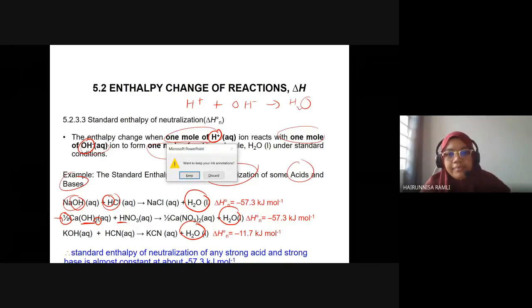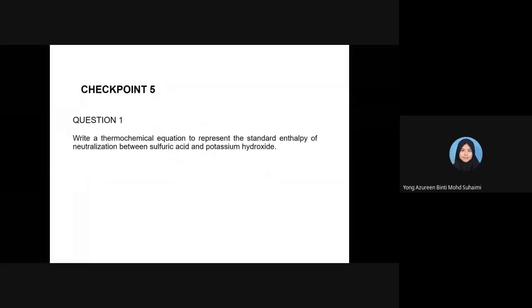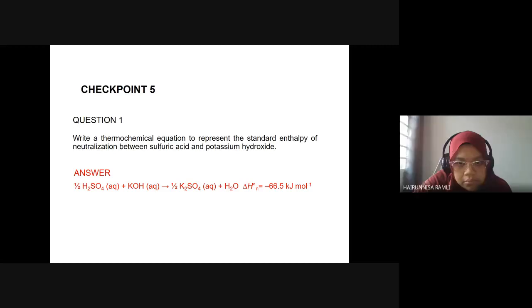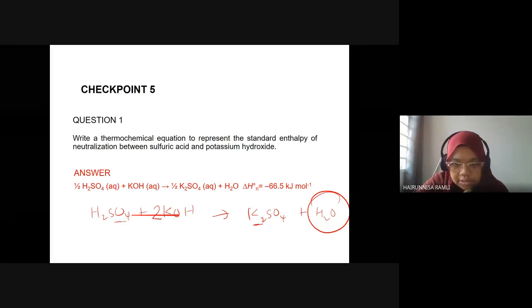Miss, ada soalan. Ya. Macam checkpoint 5 tadi tu. Checkpoint 5, sekejap eh. Okay this one. Kalau macam ada cara lain nak balance kan, macam bukan letak setengah tapi letak dua dekat KOH, boleh tak? Kalau dua dekat KOH, adakah dia balance? Kalau sini dua, so maksudnya, okay sekejap, H2SO4 plus KOH, K2SO4 plus water kan. Sebab syarat dia water mesti satu. Kalau you letak dua kat sini, okay ni dah dua. SO4 ni satu, sini dah satu.